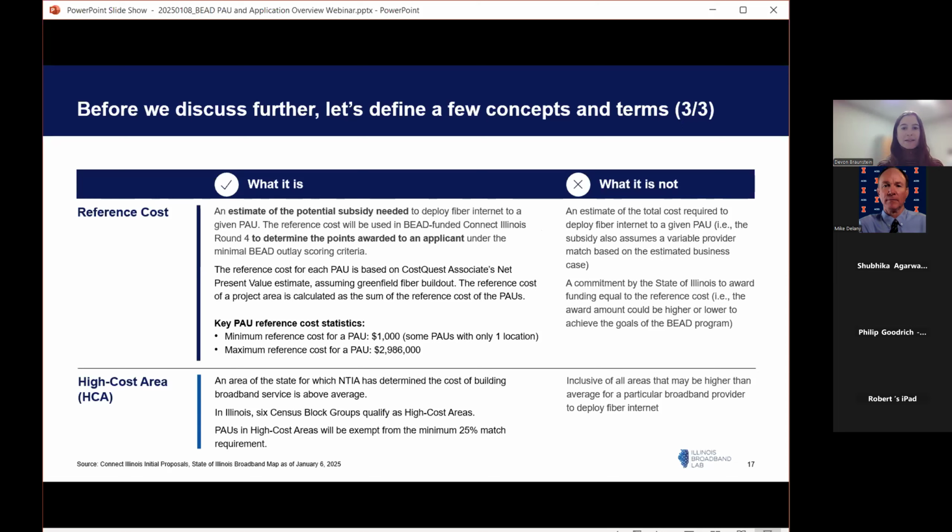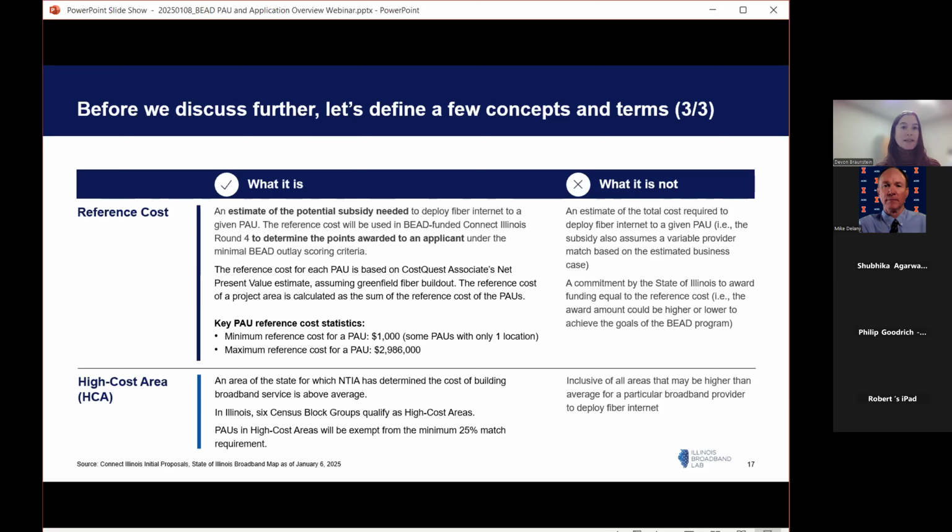And then finally on this slide, we have a high cost area. So high cost areas are NTIA-determined areas of the state where NTIA has determined that the cost of building broadband service is above average. Illinois has 6 high cost areas in the state, and these are based on census block groups. So it'll be 6 census block groups. So PAUs in high cost areas will be exempt from the 25% match requirement.